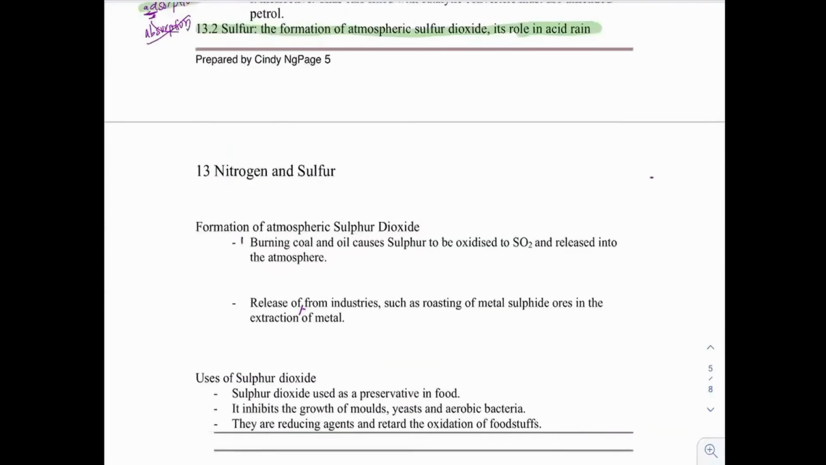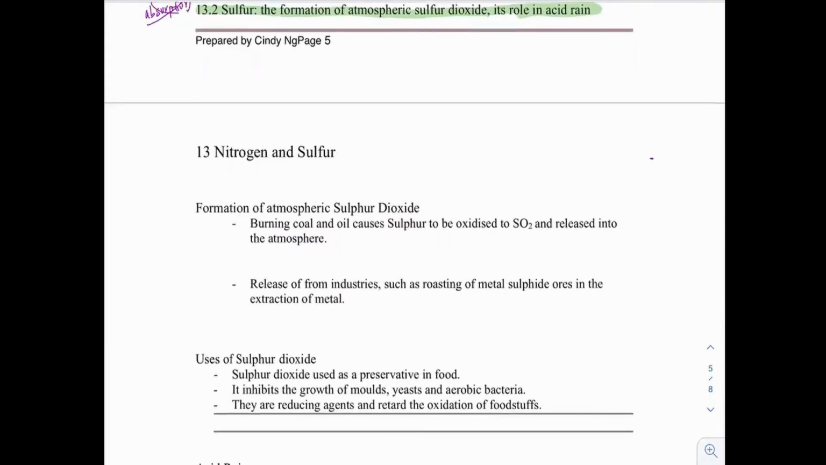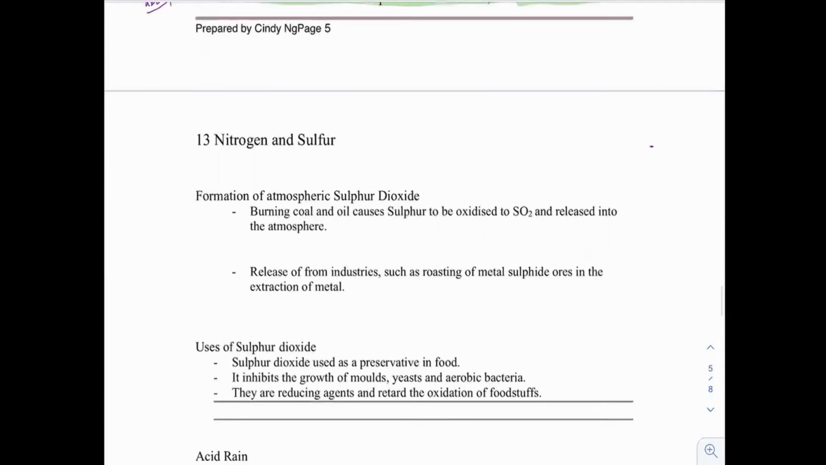So let's talk about the formations of atmospheric sulfur dioxide. Here it says that burning coal and oil releases it into the atmosphere.